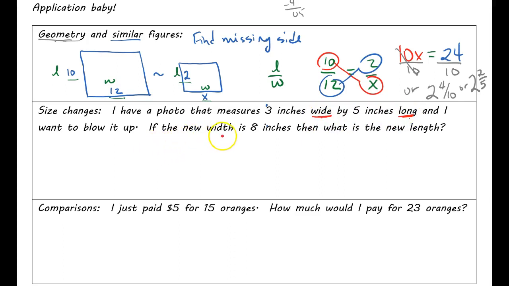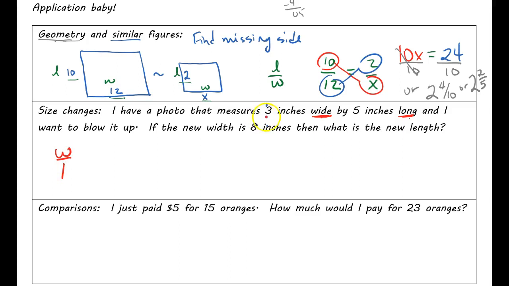Find the new width. If the new width is 8, then what is the new length? Okay, so first let's take the 3 and the 5 and try to make a fraction out of them. If you just want to do it as you read it, we want W over L, so I need to keep that in mind, okay?